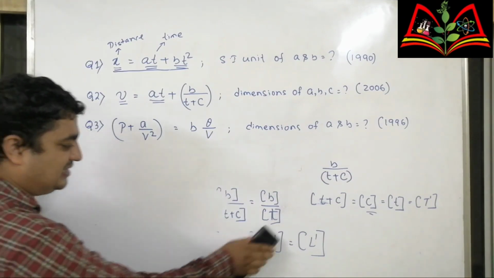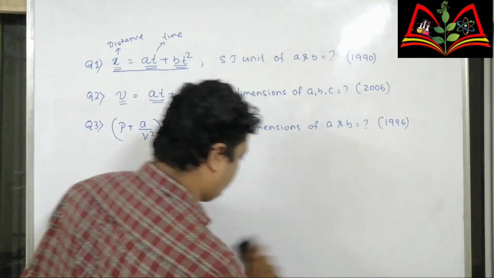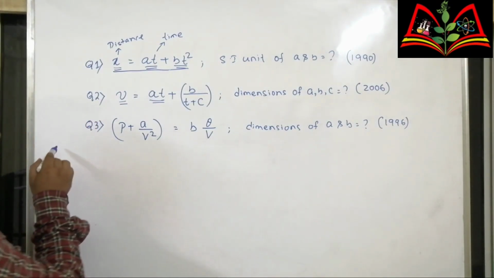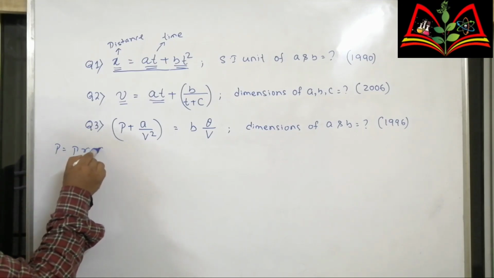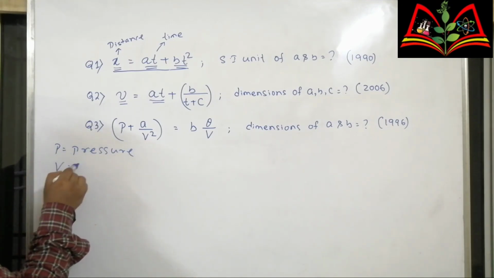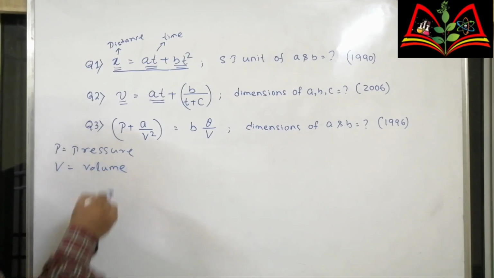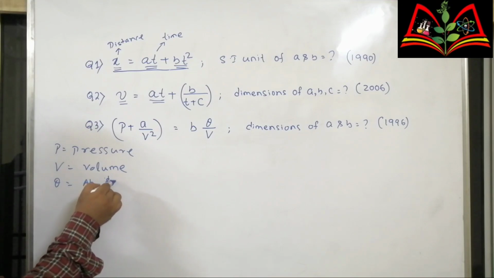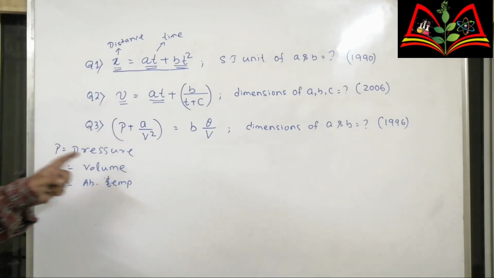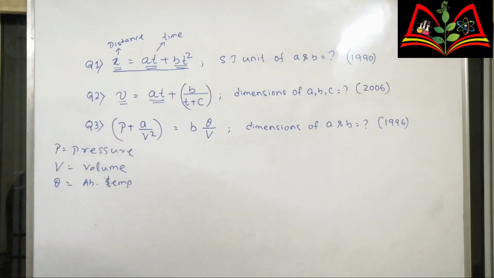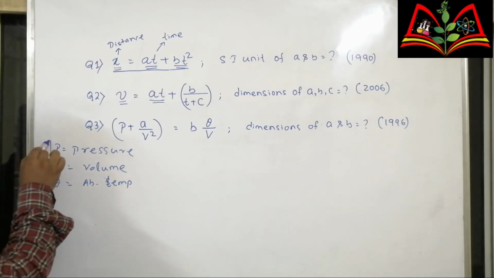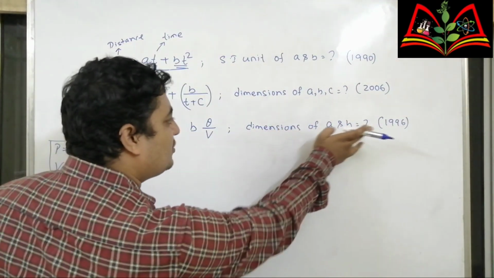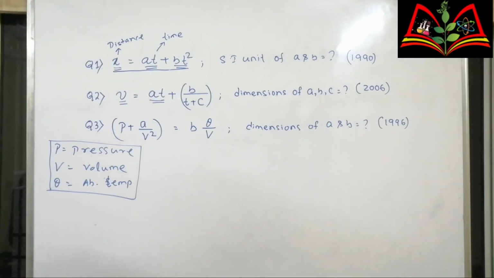Now we will go for the question number 3. Here it is given that P is pressure, V is volume, theta is absolute temperature. Here P is pressure, V is volume and theta is absolute temperature. This is mentioned in the question. Now we are asked what is the dimension of A and B.